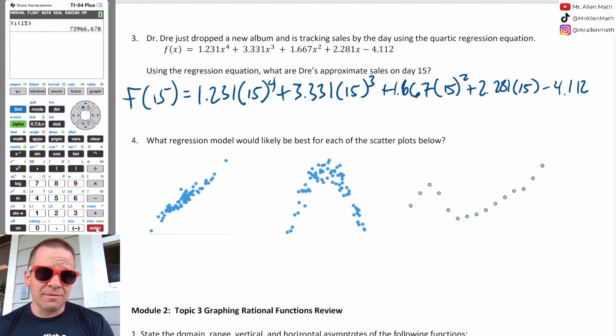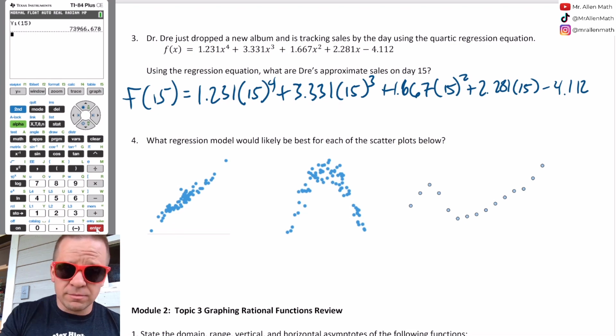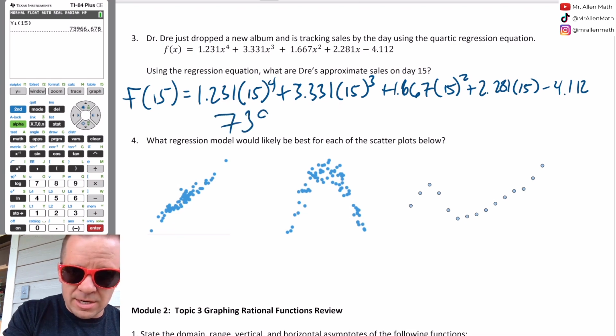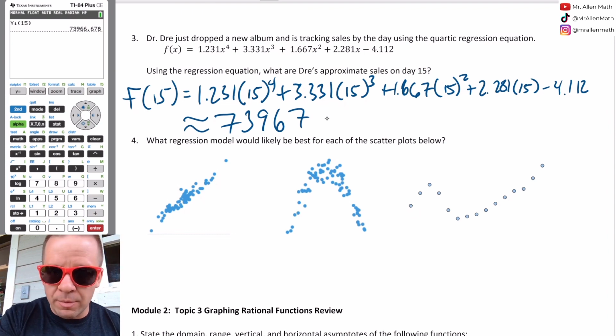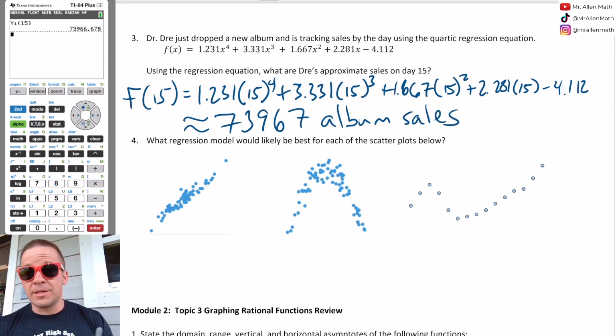So we get 73,966.67, so 73,967 about. Beautiful, fantastic, wonderful, right? That would be our album sales. Cool. All right, so kind of neat trick with the Y1. Again, for this one, could have just plugged it in, but if we had like multiples, then it'd be very helpful, especially if you're comparing things or doing multiple parts of the same problem.